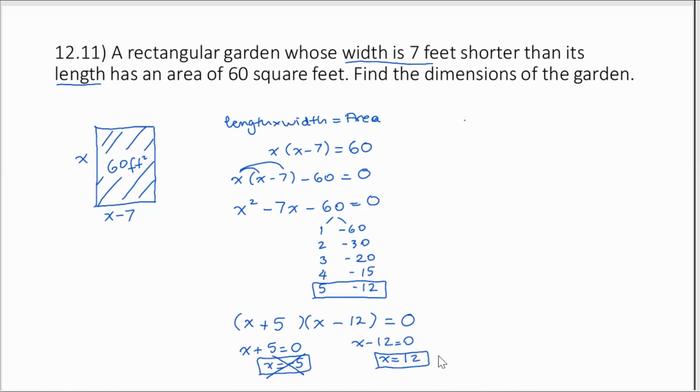So we can accept the second one. So we can say that x, which represented the length, equals 12 feet, and the width was x minus 7, which is going to be 12 minus 7, and that is 5 feet. So the dimensions of this garden are 12 feet by 5 feet.